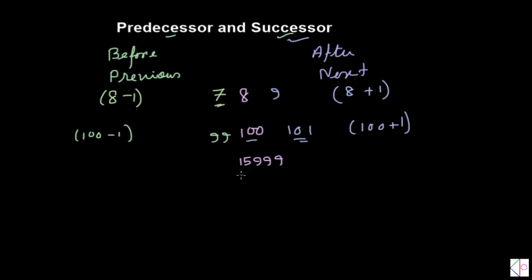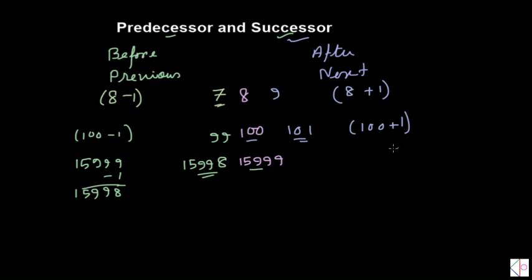So come to our third example. Again we have to subtract 1 from that value to find the predecessor. Let us put here 15,999. Subtract 1 from 9 and you will get 8. The remaining digits stay the same, since the other digits are unchanged. That means 15,998. So the predecessor of 15,999 is 15,998.